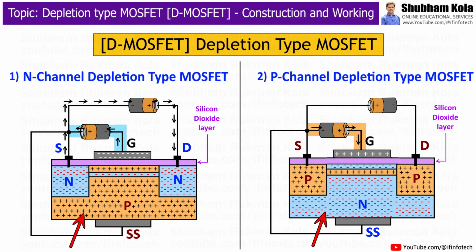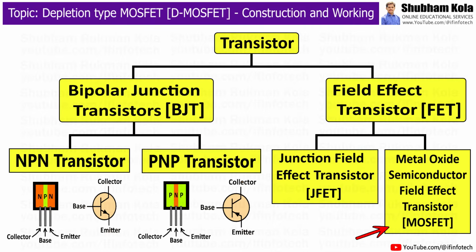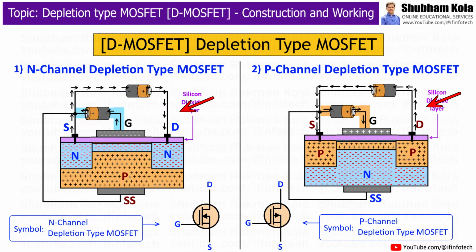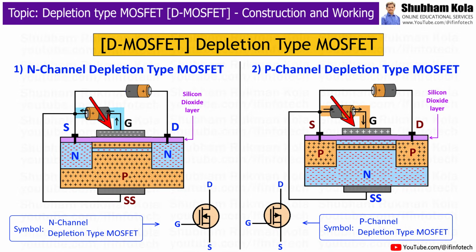In this video, we are going to learn about the construction and working of depletion type MOSFET. The full form of MOSFET is metal oxide semiconductor field effect transistor, which is a type of field effect transistor which controls the flow of current in a circuit using electric field.